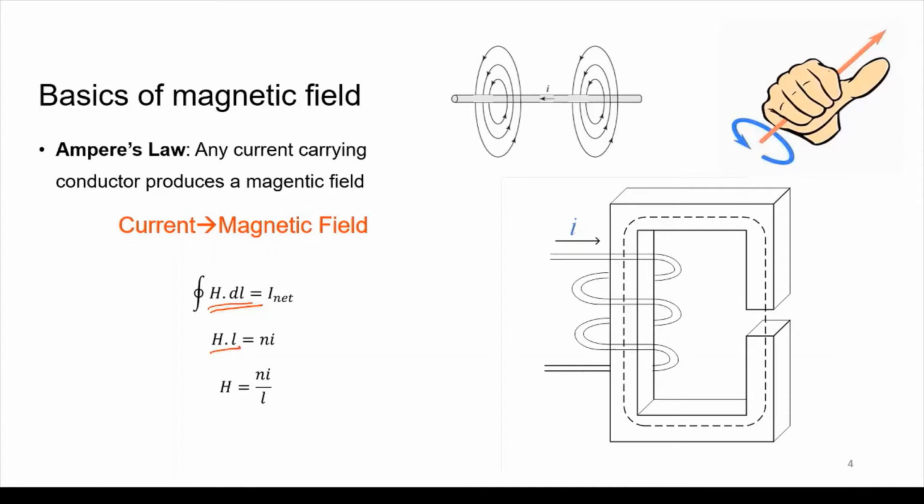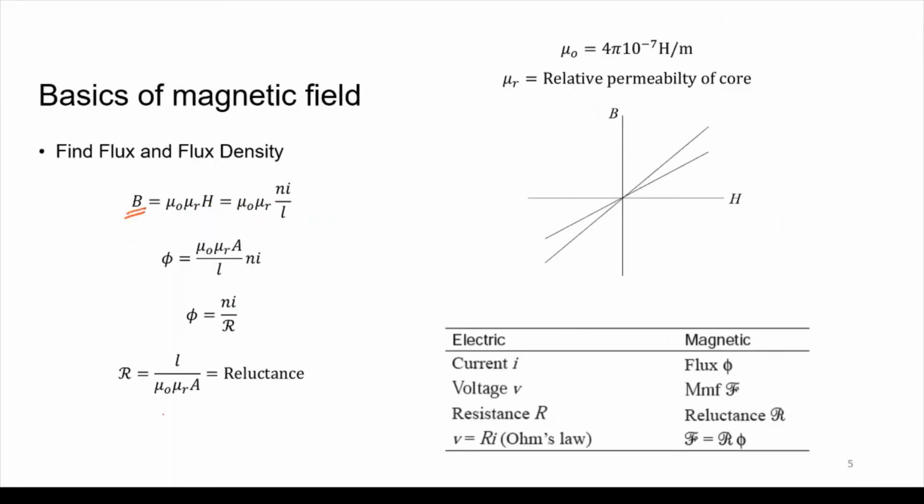Now the magnetic field intensity is a description of the magnetic field in which the effect of material is not considered. But if we would like to consider the property of material, the magnetic field can be described by another quantity, that is flux density B, and B is related to H by B equal to mu times H, where mu is called the permeability of the material. The permeability of free space is equal to 4 pi into 10 raised to power minus 7 Henry per meter, and it is denoted by mu naught.